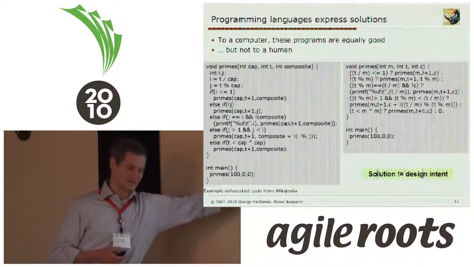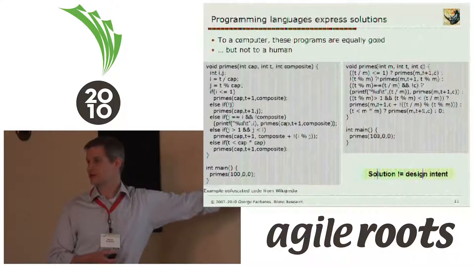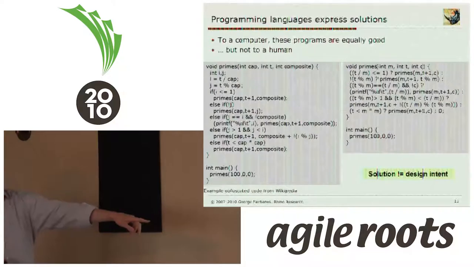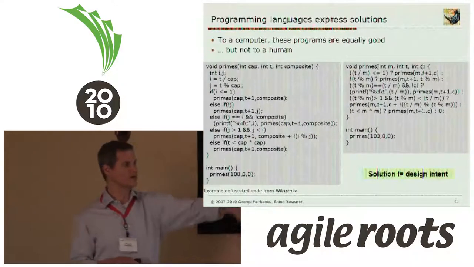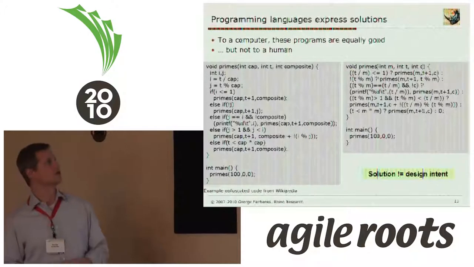My point is merely that there's a lot of information you have as a designer that isn't going to be expressed here in the source code, even if you put comments in, even if you do whatever else. Okay. However, the point is the solution is not the design intent. The program code is the solution, and it doesn't necessarily represent all of the design intent. However, it's something that we want to get closer to.